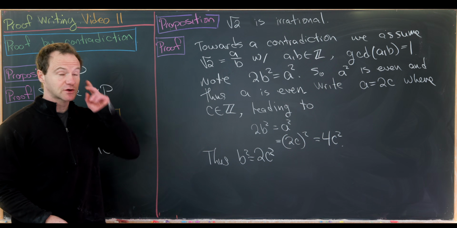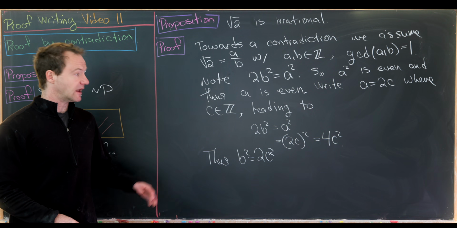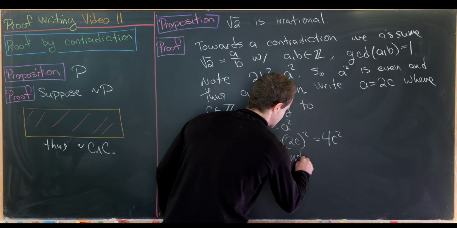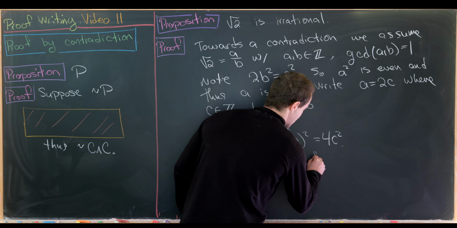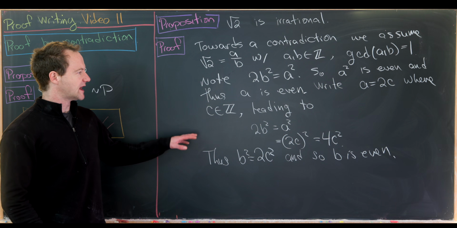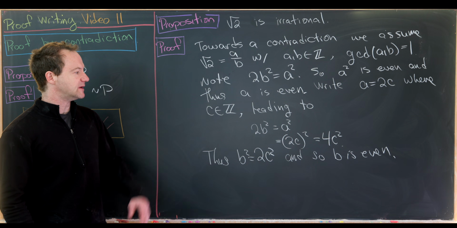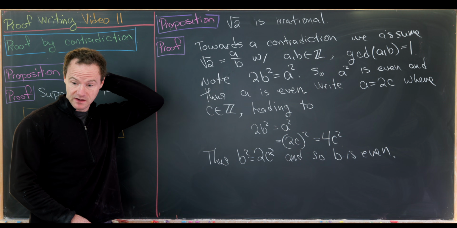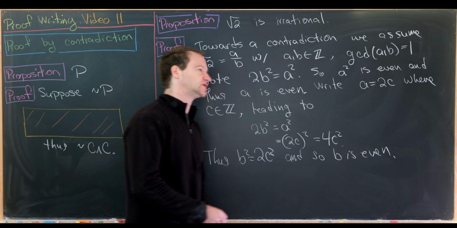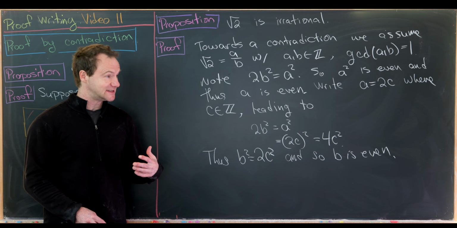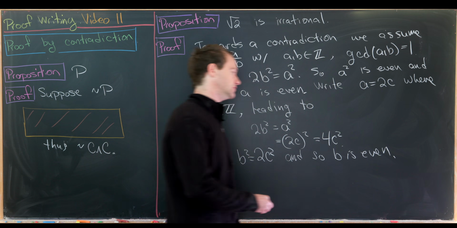But that means b squared is even, and thus b is even. So maybe let's just write, and so b is even. But let's see, what do we have? We have a is even and b is also even. But since a and b are both even, they're both divisible by 2. But if they're both divisible by 2, their GCD is at least 2.